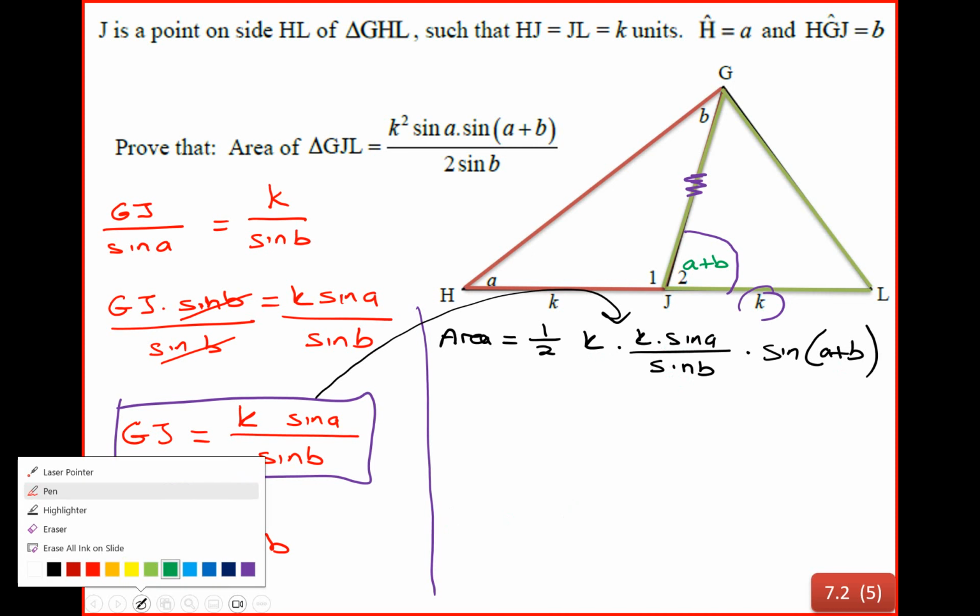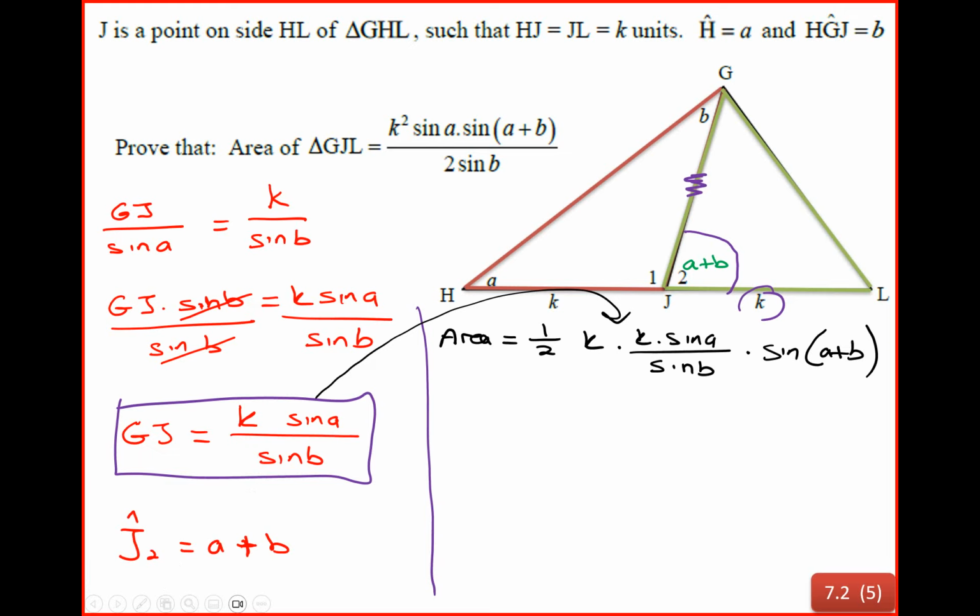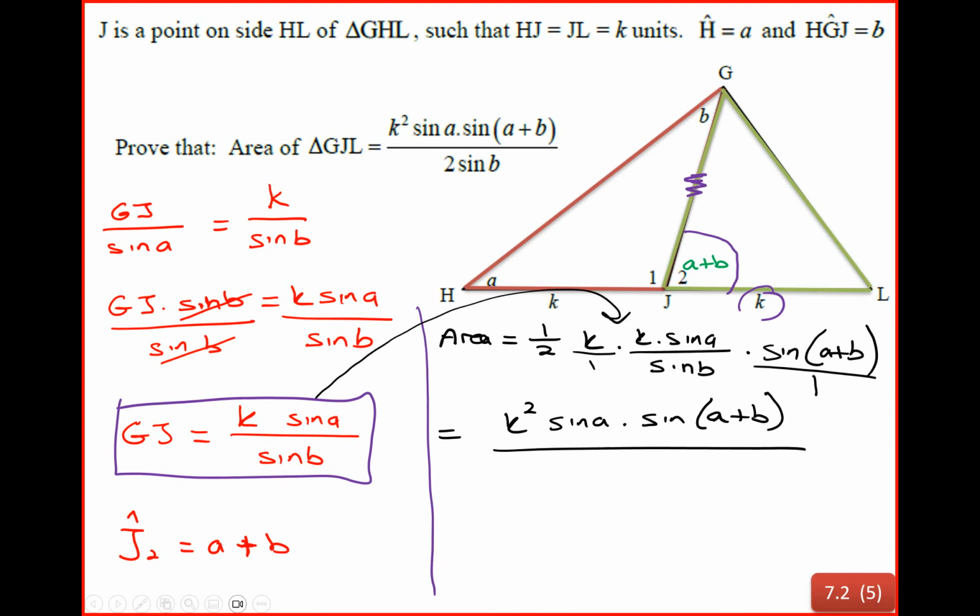Now all we're going to do is try and simplify it. So to simplify this, let's make all fractions. And therefore we will now multiply all the numerators on top. K times K, and 1 times K will give me K squared sine A sine of A plus B. And looking at the denominators, it's 2 times 1 times sine B, which is 2 sine B. And if you look at it, that's what they actually wanted us to prove. And there it's done. Not too bad. It's actually a 2D question.